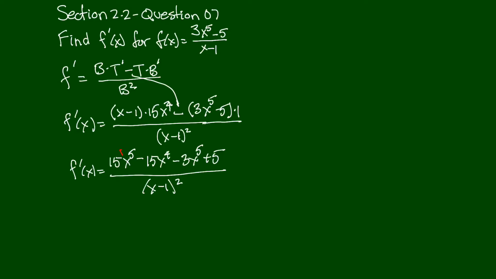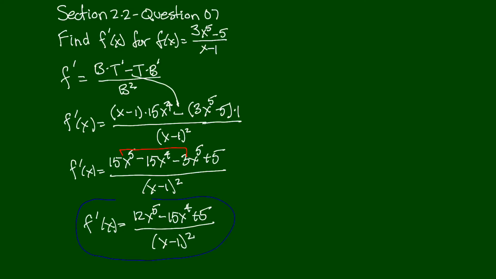Now, what have we got here? That 15x to the 5th minus 3 of them, we can combine those. So this will give us that f prime of x equals, all right, 15x to the 5th minus 3 of them is 12x to the 5th. And then we've got minus 15x to the 4th. And then we've got that plus 5 out there at the right, all over that x minus 1 squared. And if I've got everything here, I'm going to claim now that that is our derivative.